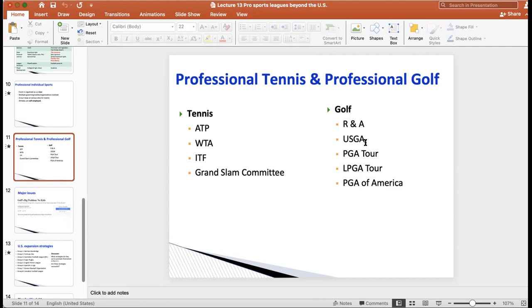So the PGA Tour does not organize any of the majors. Golf is very complicated. The four majors are organized by four different organizations. PGA of America organizes the PGA Championship. The Masters is organized by the Augusta Golf Club, right? The US Open is organized by the USGA, and the Open Championship, sometimes we call it the British Open, is organized by the R&A. So the R&A, the USGA, and PGA of America each organize one major, and another major is organized by Augusta Golf Club.